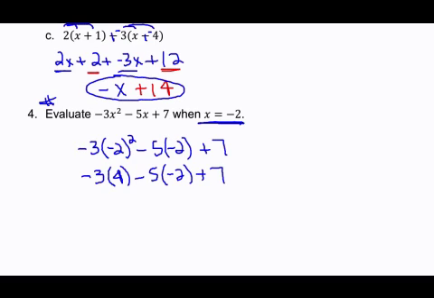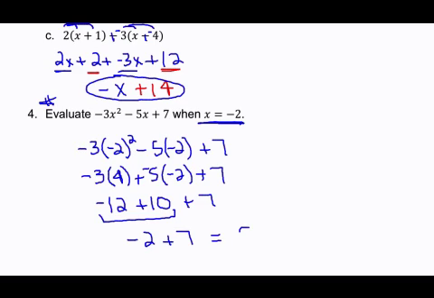The next step, we are doing multiplication and division from left to right. So if we start on the left, negative 3 times a positive 4 is negative 12. Remember, we are adding the opposite. So we have a negative 5 times a negative 2, which is a positive 10. And then we're still adding on 7 here. Then lastly, we're doing addition and subtraction from left to right. So we're going to start with negative 12 plus 10, which is negative 2. We're going to add on 7 to that, and that is going to equal 5. So 5 is our final answer.